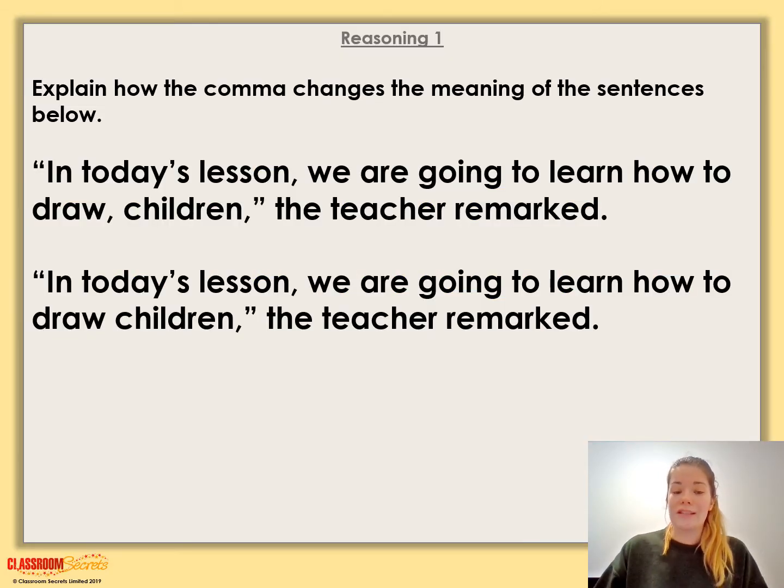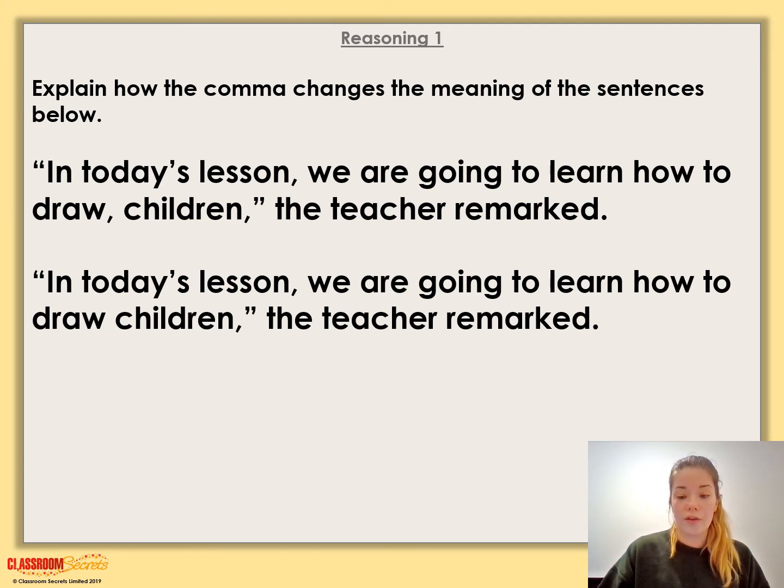Okay, so we're going to move on to have a little look at some reasoning examples now. Remember, when we reason, we tend to explain our thinking using the subordinating conjunction because. So explain how the comma changes the meaning of the sentences below. In today's lesson, comma, we are going to learn how to draw, comma, children, the teacher remarked. In today's lesson, comma, we are going to learn how to draw children, the teacher remarked.